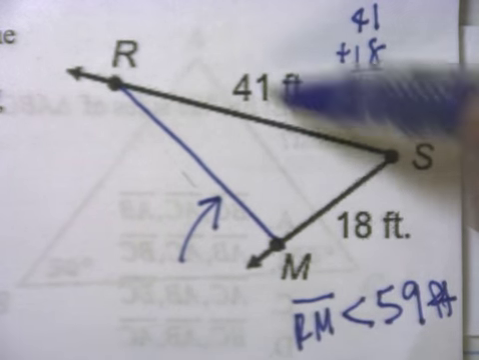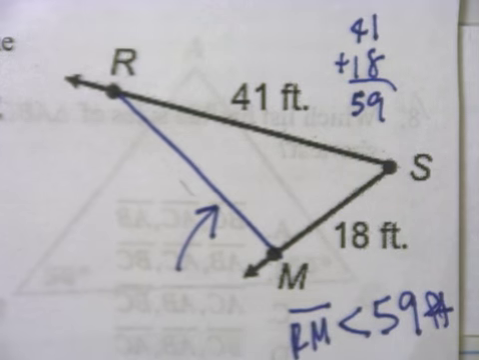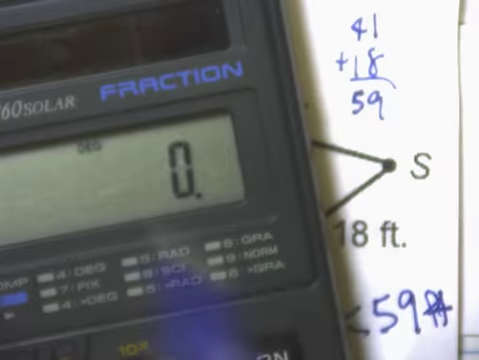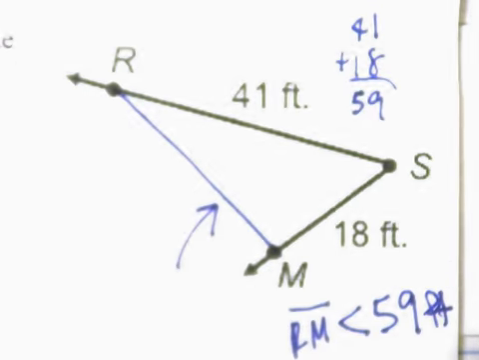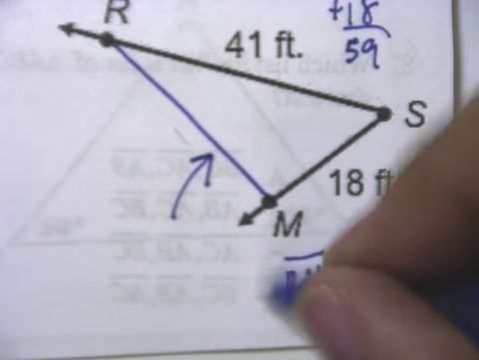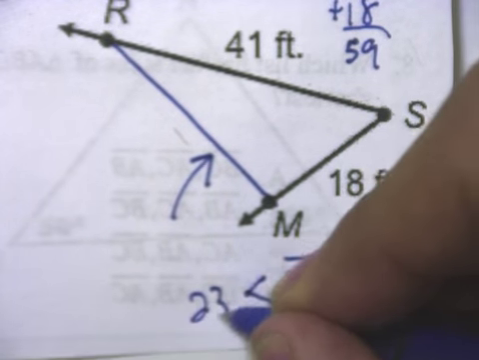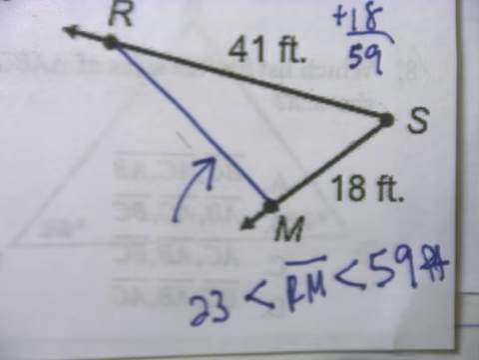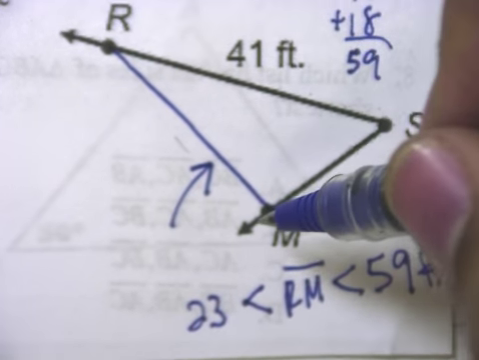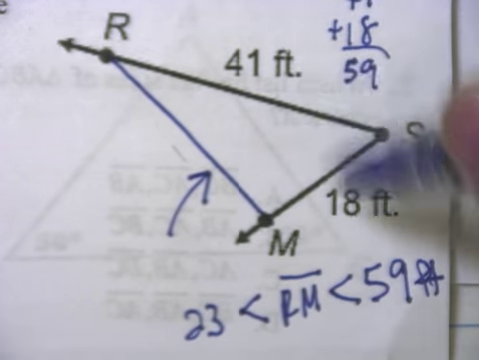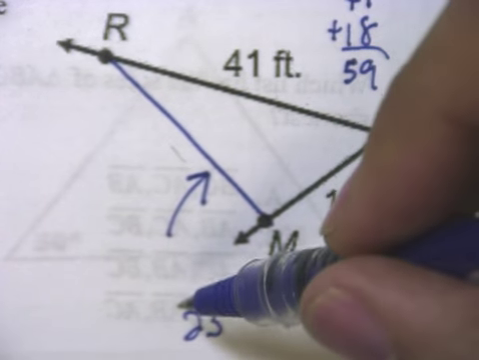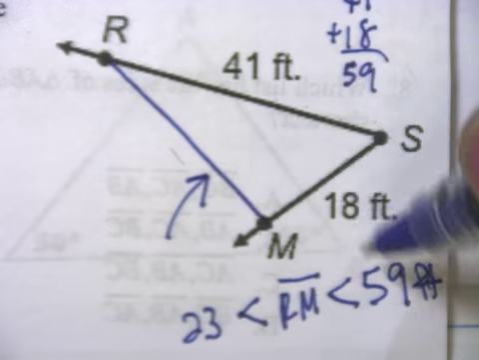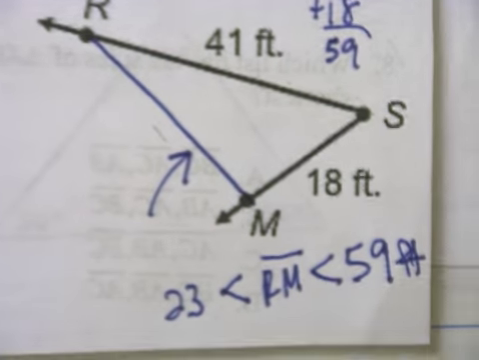However, if I subtract them, 41 minus 18, then I also get the minimum size that this has to be here. So 41 minus 18 gives me 23 feet, which means then that RM is going to be greater than 23 feet. So I know that this side of the triangle is always going to be smaller than these 2 put together, 59, but always bigger than their difference, 23. It'll be somewhere between 23 and 59.